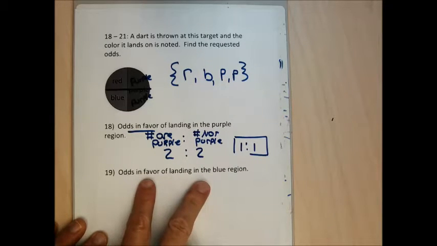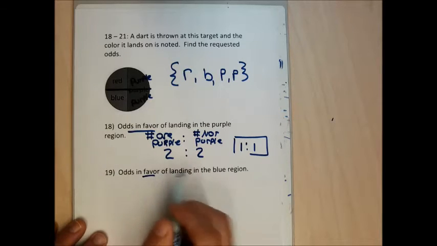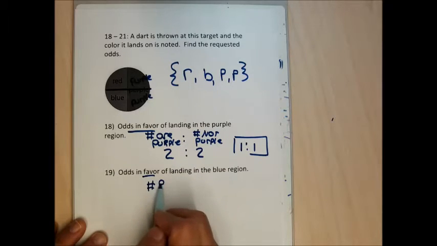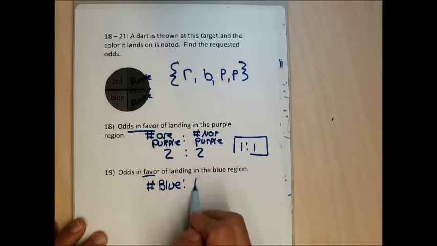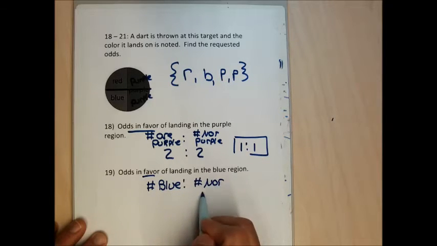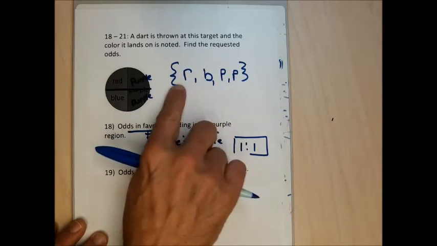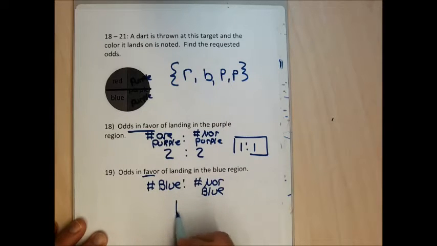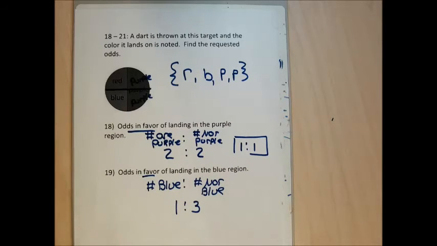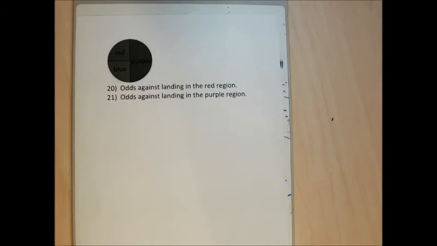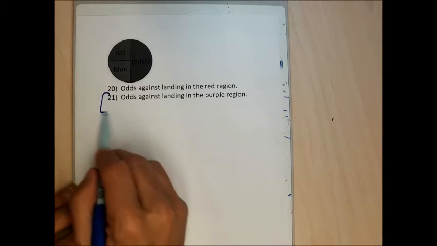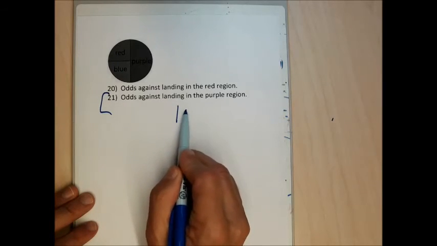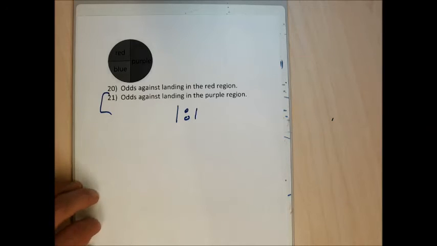For your 19, the odds in favor of landing in the blue, you're going to do the number that are blue, followed by the number that are not blue. The number that are blue is going to be the 1, and the number of equally sized ones that aren't blue is going to be 3. That would be your 19. I'll show 21 up with the same dartboard. It'll be the last problem that we do. And then for your 21, the odds against landing in the purple region, as a reduced fraction, it's 1 to 1. It would be 2 to 2 if you didn't reduce.